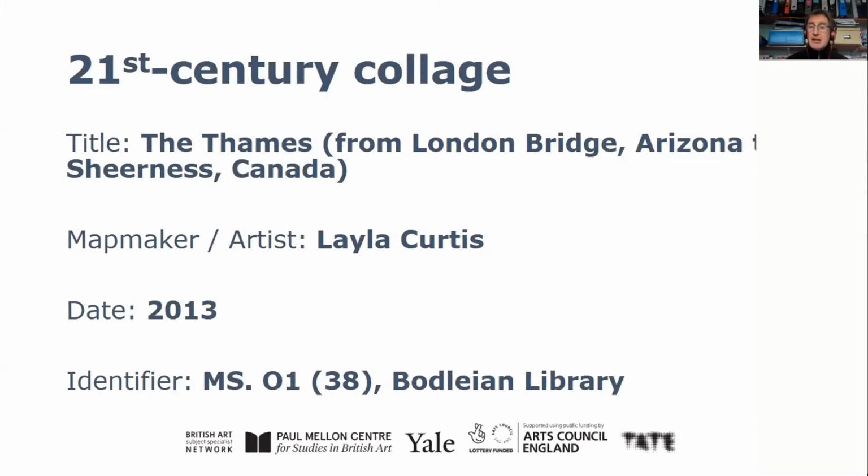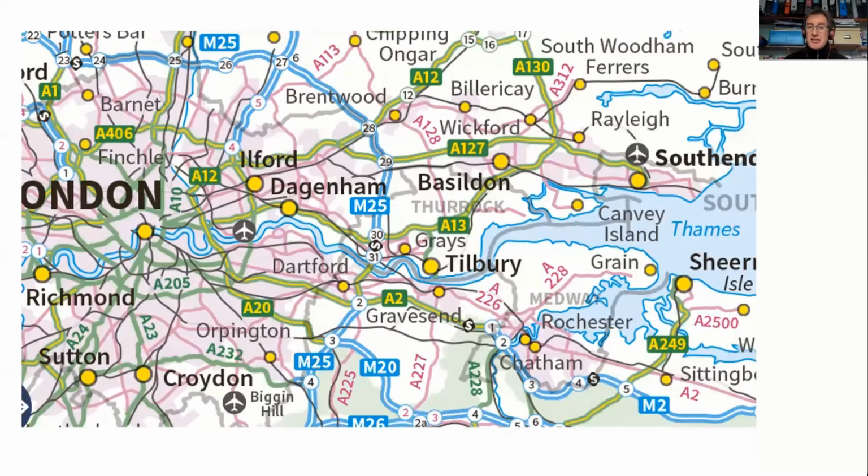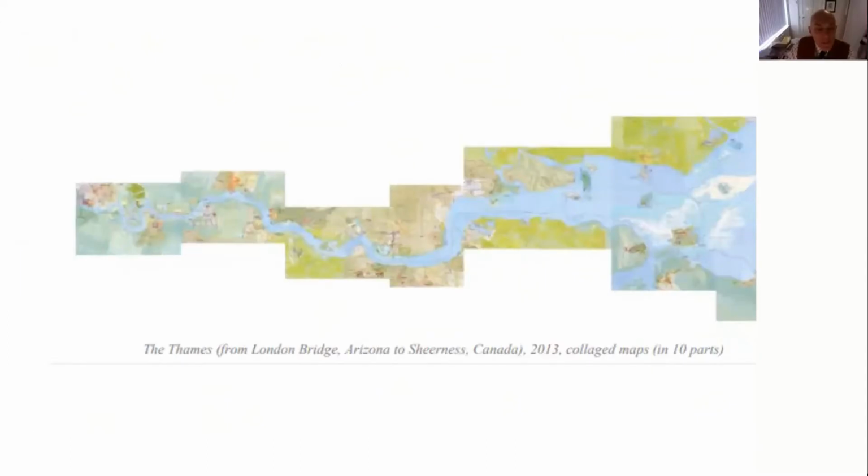Layla's map. Let's give you a background. This isn't Layla Curtis, this is Ordnance Survey, a very small scale map of the Thames estuary. So look at that, get that in your mind, and then we'll move to Layla's take on it. Bit of a faded image, but I think you can make out this is London here, and you follow the Thames out to sea, Essex and Kent down there.